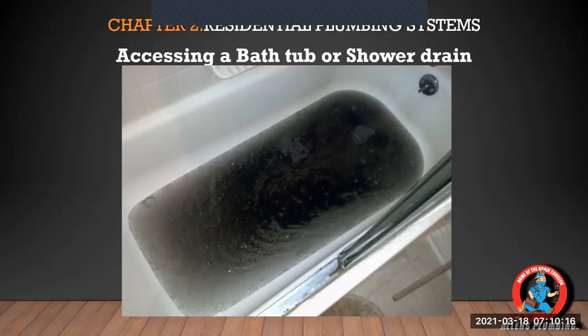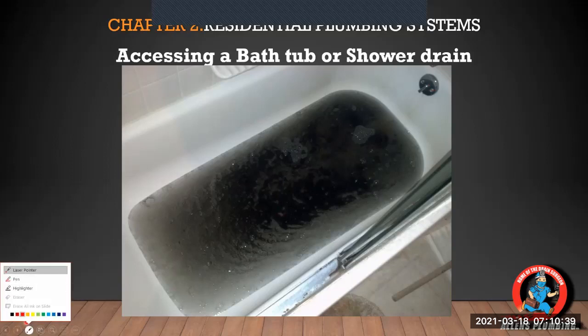Anytime we walk up to a backed up drain like this, for a bathtub, our access for this drain is going to be through the overflow, which is this plate right here. These two bolts come out, and this pulls right out, and that is your access to that drain.